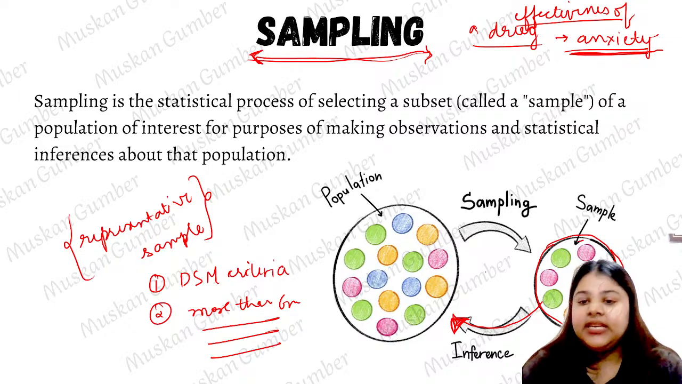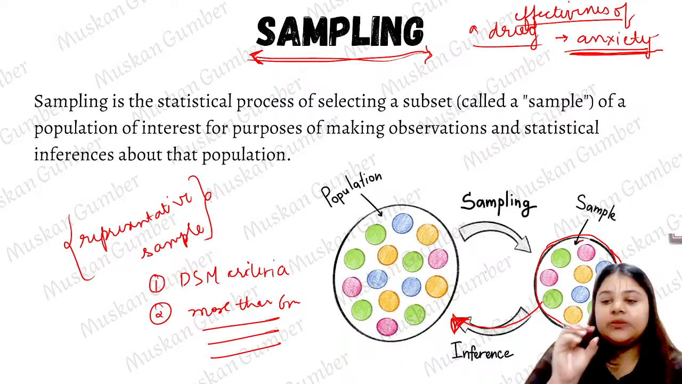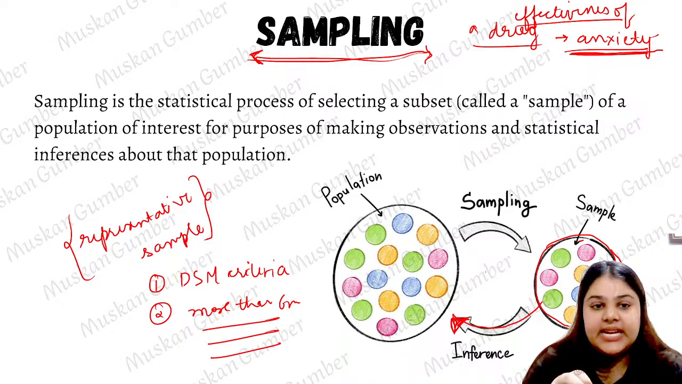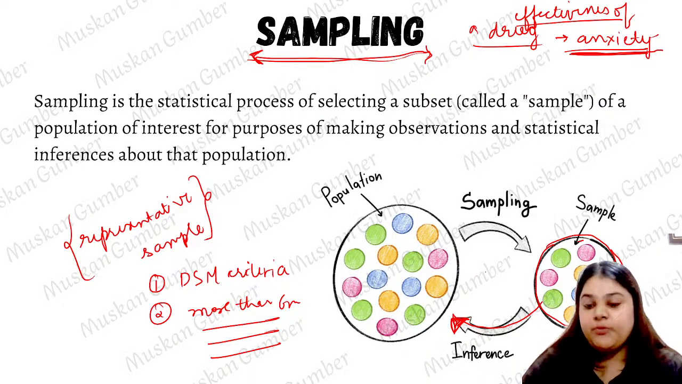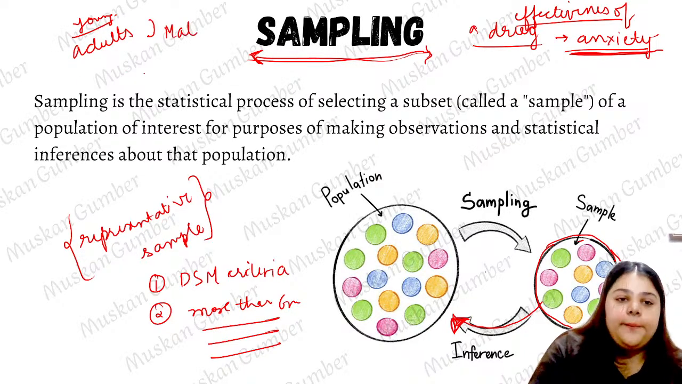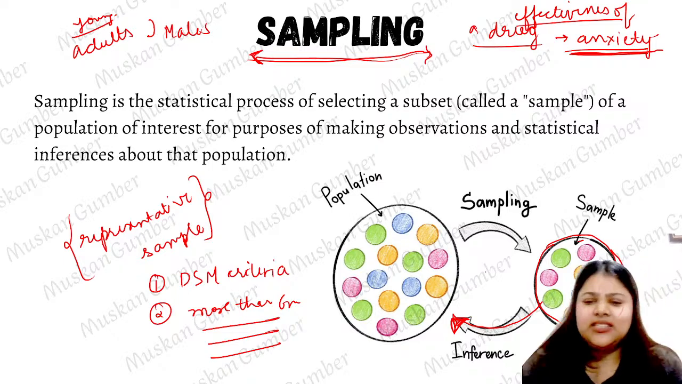What is sampling? Sampling is a statistical procedure that we conduct in order to study a few people or a few data points which are representative of the population. Always remember, if I want to study young adults, now you tell me, if I only take males, do you think it is a representative sample of all the young adults?